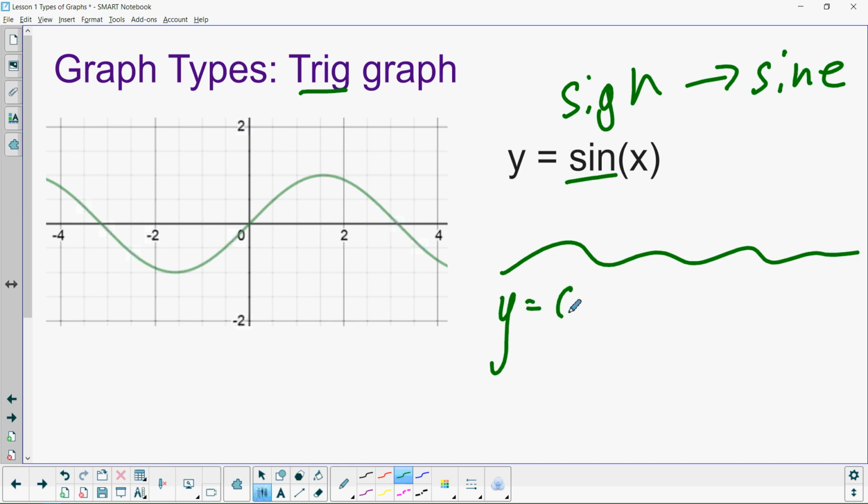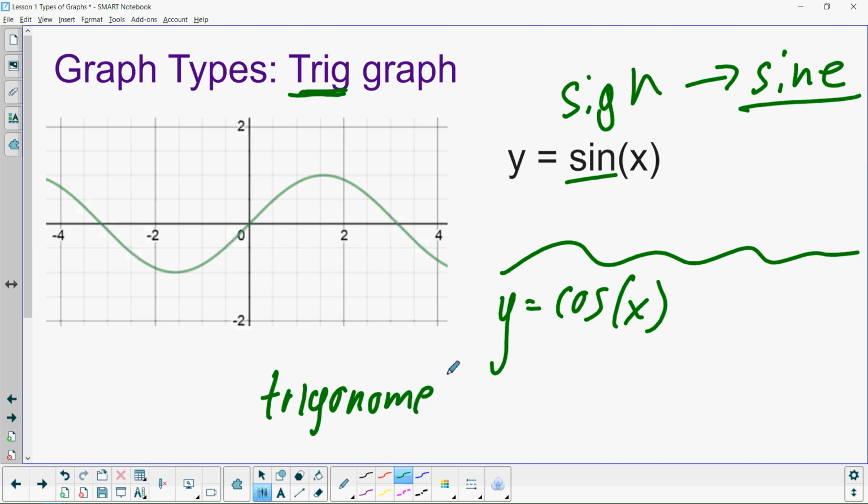There is a second trig function that looks almost exactly like this that is called cosine. Don't say cos. It's cosine. Just say the word. Sound intelligent like you learned what you're talking about. So if you see one of these wavy graphs, you are looking at a trig graph. Trig is short for trigonometry. And again, you just have to be able to recognize this right now. You don't have to be able to do anything with this graph or solve any equations. You just have to go, oh, that wavy thing, that's a trig graph.